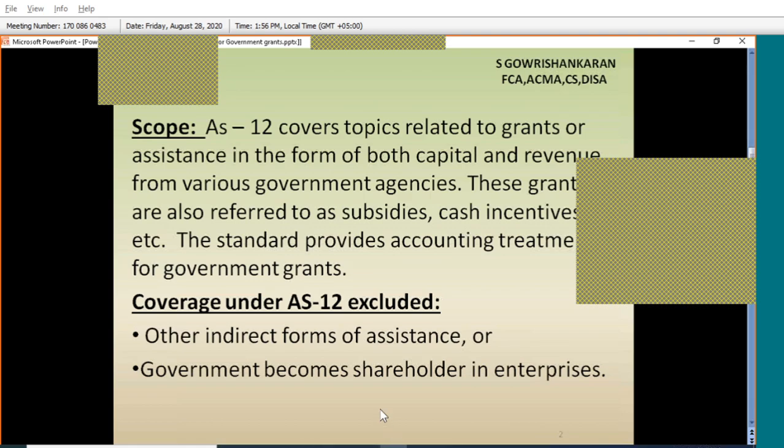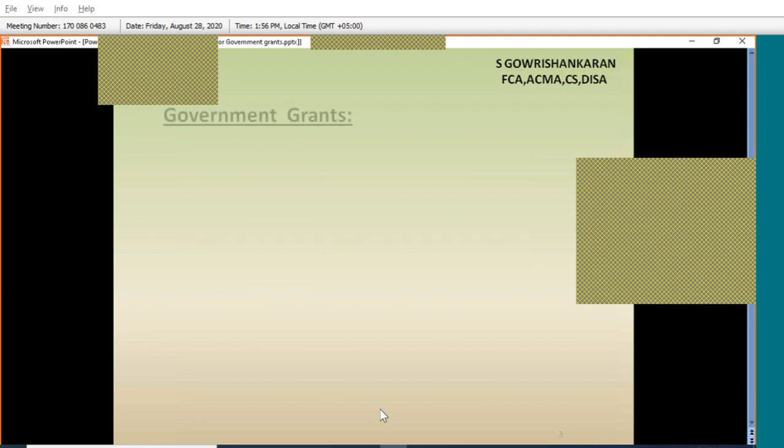You can expect a case law, or you can expect a true or false also from this topic. That's why I am giving this. Government grant does not include it if they become shareholders in the same company. Then now come to the definition.